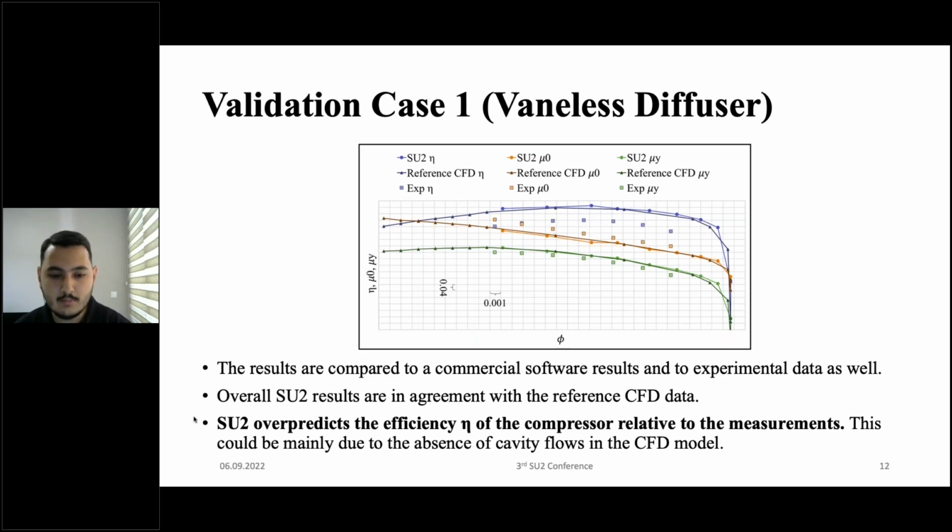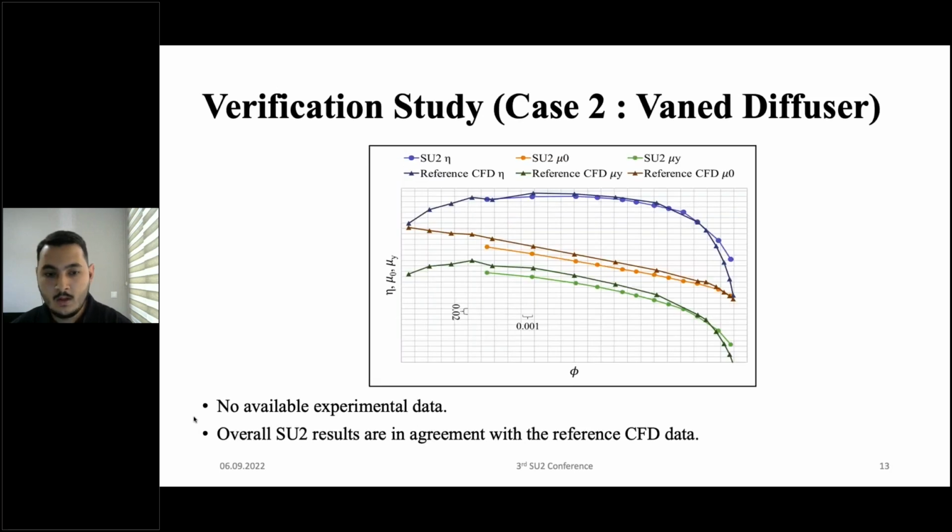This could be mainly due to the absence of cavity flows in the CFD model, which we tried to keep simple. So we neglected things like the tip gap as well. For case 2, which is our verification study, the vaned diffuser case, there was no experimental data here, but again, when compared to the reference CFD, SU2 showed good accuracy overall.